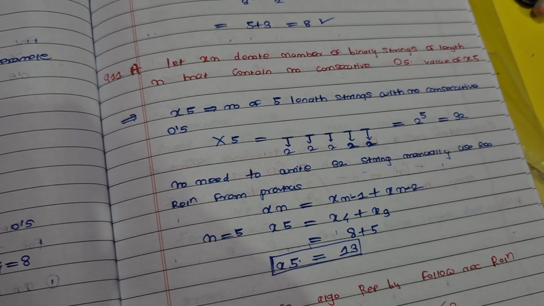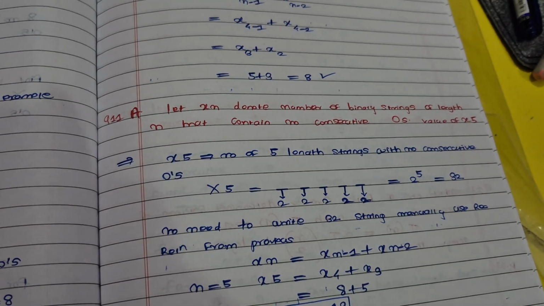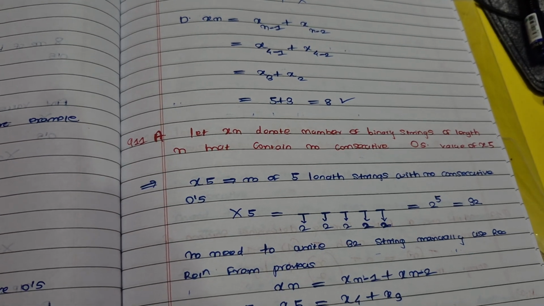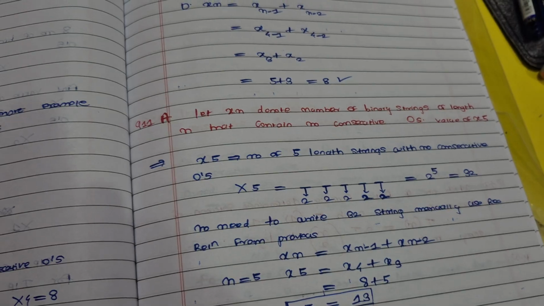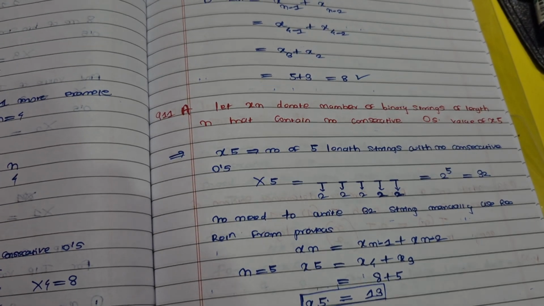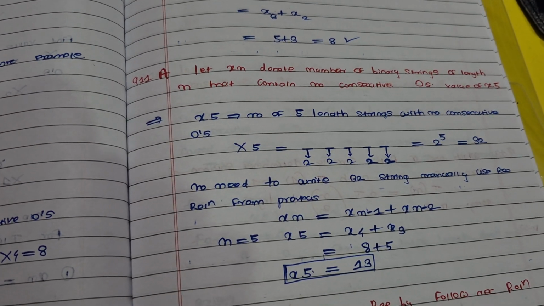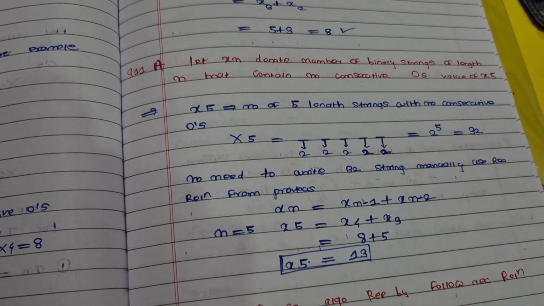And we don't have to do it manually for x of 5. It is asking for 5 length binary strings, where we would need to check that no consecutive zeros come. But since we already have the recurrence relation, just put the values in that.